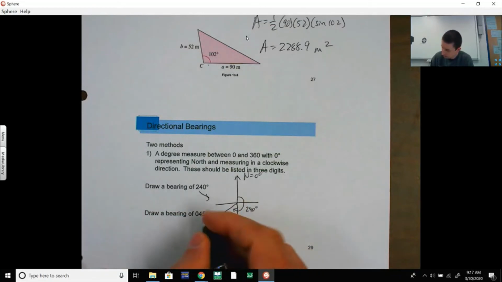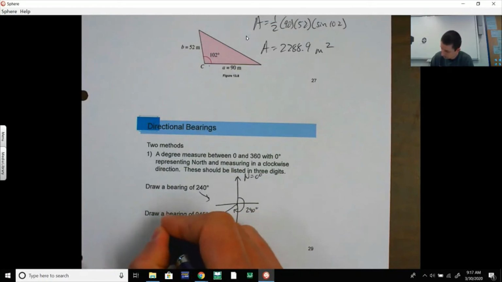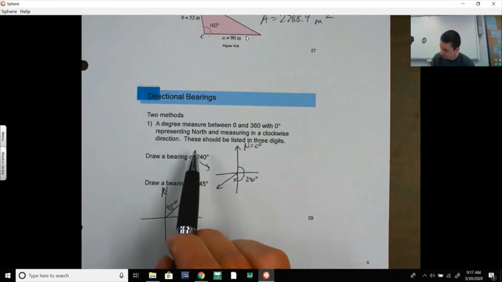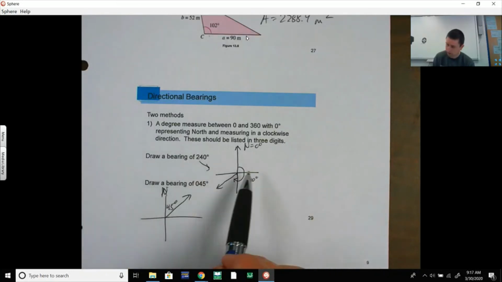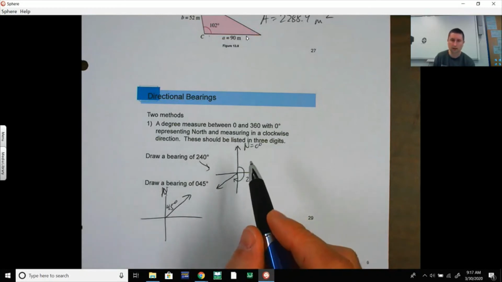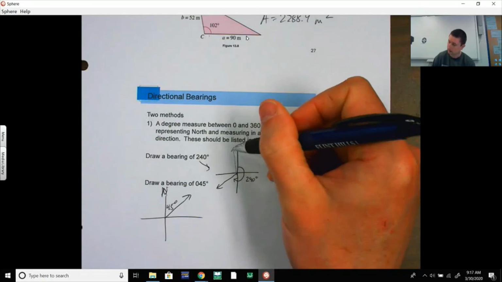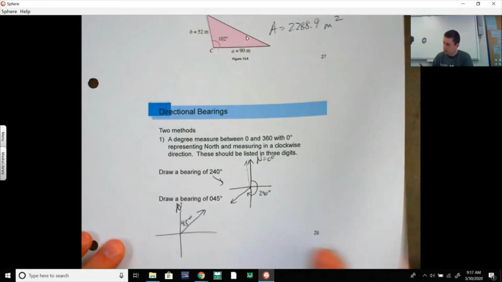Okay, draw a bearing of 045. This would be north. 045 would be just 45 degrees right there. So those directional bearings are just bearings, and they use 3 digits. 359 would be almost due north, just a little bit right there. That'd be 359. Okay, those are pretty straightforward.